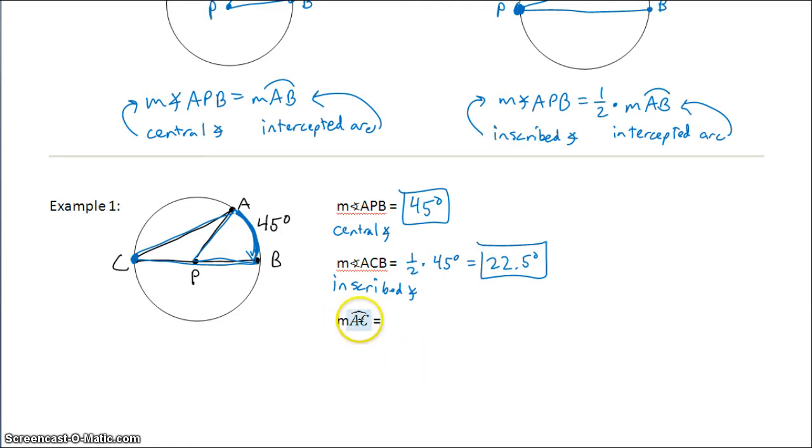If I want to find the measure of arc AC, well, if I look, BAC is a semicircle. And if AB is 45 degrees, these two together have to be 180 degrees. So to find the measure of arc AC, I need to take 180 degrees and subtract 45 degrees. And I get 135 degrees.